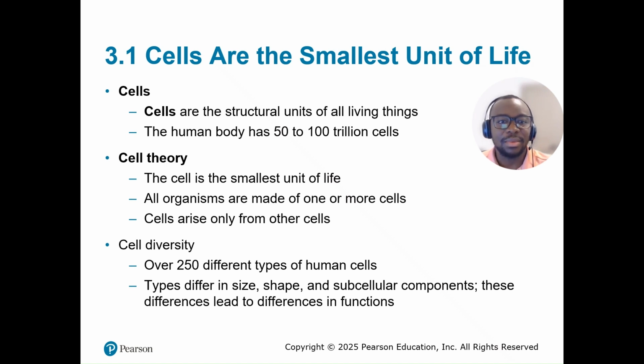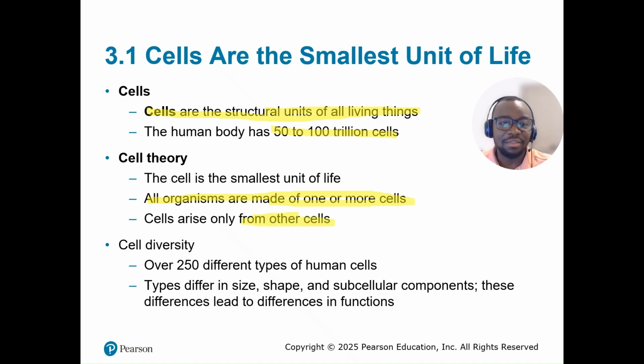So what is a cell? A cell is defined as the smallest structural and functional unit of living things. In a human body, there are about 50 to 100 trillion cells. And according to the cell theory, all living organisms are made up of one or more cells. And typically, these cells arise from different cells.